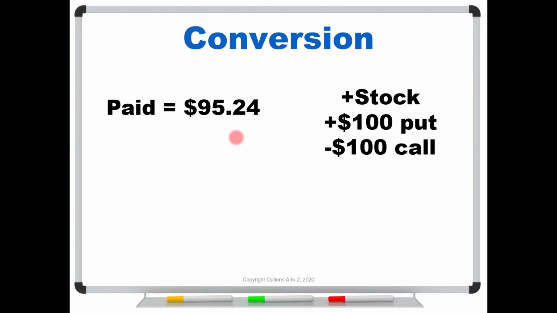What happens if the stock price is below $100? Well, now the call option goes out worthless. You're long the $100 put, you're going to exercise it and take those shares of stock, put it off to somebody else. So once again, you've paid $95.24 and you receive $100. So no matter what happens to the stock's price in a year, you're guaranteed to receive $100. That's kind of what's special about this conversion.